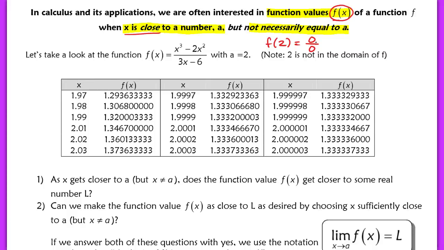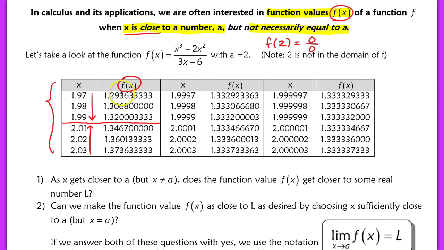Now there is a table of values here that I want you to take a look at. What we have are values of x and values of f of x. Notice these values of x get closer and closer to 2, but they don't actually equal 2, again, because it's undefined, and we don't care about when they're equal to 2. We just want to know what happens to the y values as x approaches 2. So here we're approaching 2 from the left. Here we're approaching 2 from the right.